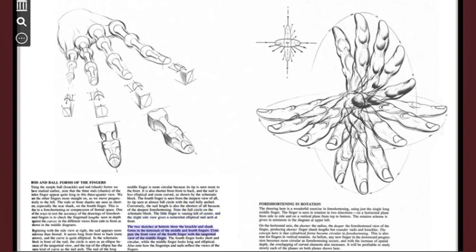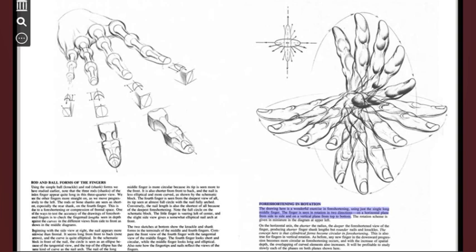The two sketches at bottom show the knuckle and shank forms in the terminals of the middle and fourth fingers. Compare the front view of the fourth finger with the tangential view of the middle finger. The fourth finger looks short and circular, while the middle finger looks long and elliptical. Also note how the fingertips and nails reflect the views of the fingers.